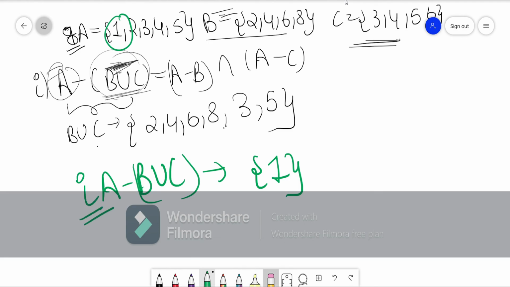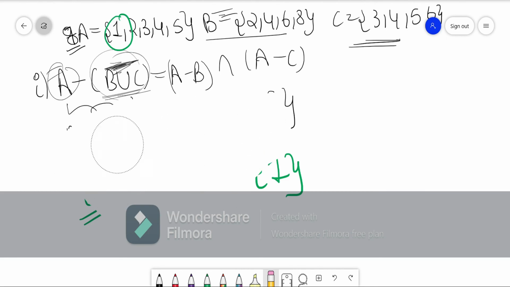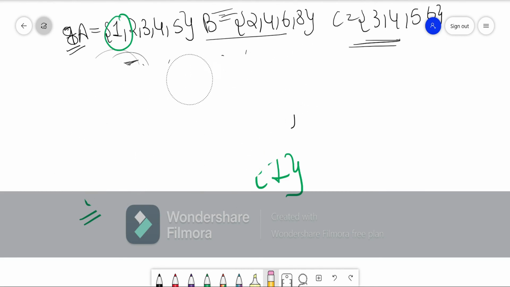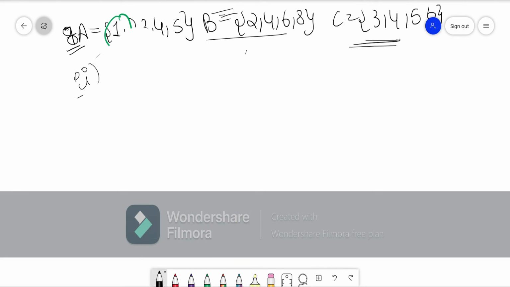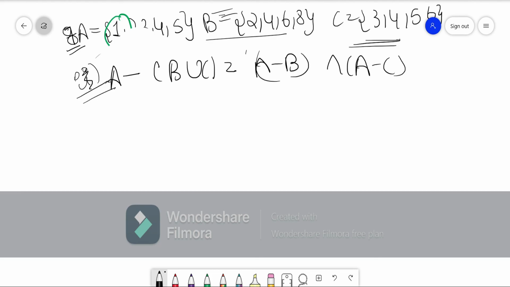ठीक है? Okay, आगे देखते हैं question क्या है. So the second part of the question is, in the second part you have to find out, अच्छा, इसका मतलब कि एक ही चीज है फर्स्ट पार्ट का. A minus (B union C) is equal to (A minus B) intersection (A minus C). ठीक है, तो हमने ये पार्ट तो कर लिया है. That is, 1 है इसका आंसर.